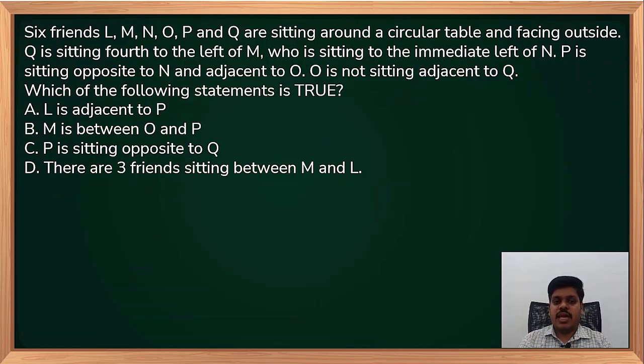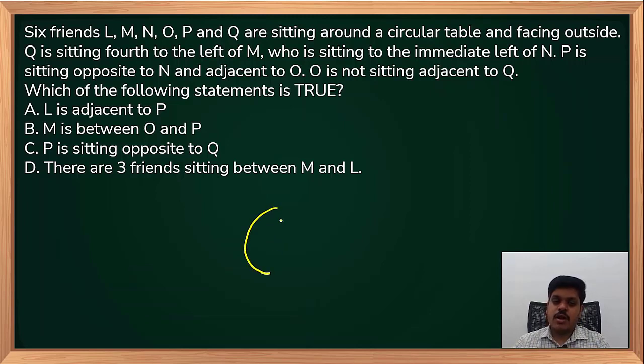6 friends L, M, N, O, P and Q are sitting around a circular table and facing outside. Q is sitting fourth to the left of M, who is sitting to the immediate left of N. P is sitting opposite to N and adjacent to O. O is not sitting adjacent to Q. Which of the following statements is or are true?